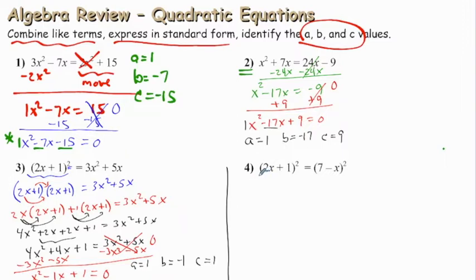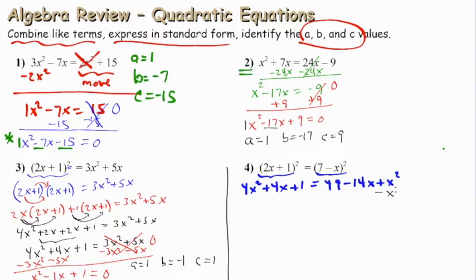So when you use distributive property on the left-hand side, you should get 4x squared plus 4x plus 1. And when you use distributive property on the right-hand side, you should get 49 minus 14x plus x squared. I just worked it out straight to the answer of these two distributive properties. Your work on paper may have taken more steps. Now we can combine like terms.